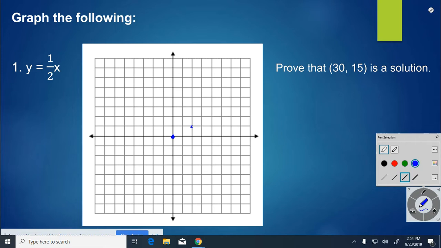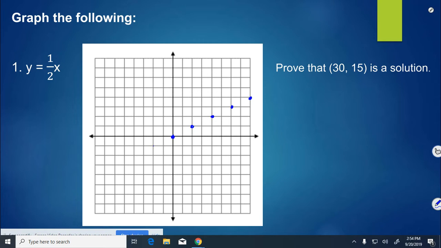We're going to go up 1 over 2, up 1 over 2, up 1 over 2, and so on. Then down 1, left 2, down 1, left 2, and so on. Take your straight edge, draw a nice straight line through the function. That's why we call it a linear function. Arrows on both ends. And label it with the equation, y equals 1/2 x.